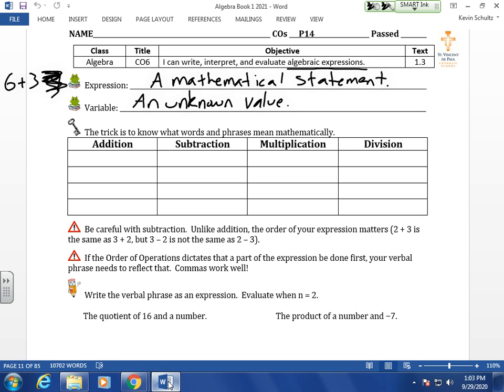Usually it is represented by a letter, most commonly X, Y, Z, or N. In area formulas, we have like B for base, H for height, right? So it's an unknown value or something that can be changed. In science class, whenever you do an experiment, you've got to identify your variables, those things that you can't control or that you're changing in the experiment, right? In a math expression, it's that unknown value that's usually represented by a letter.